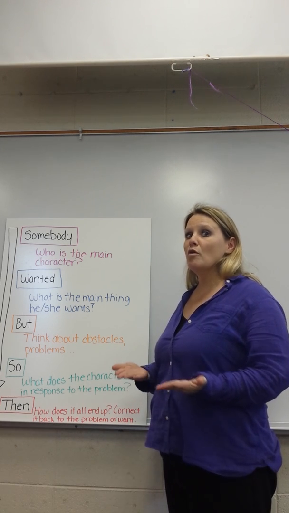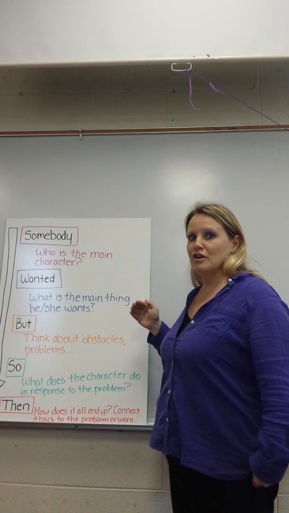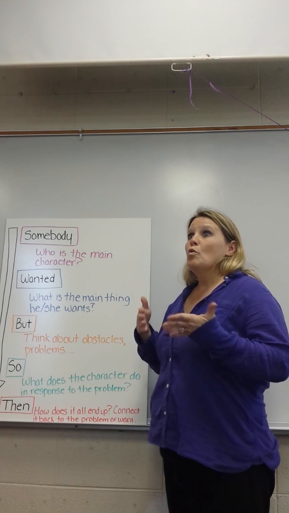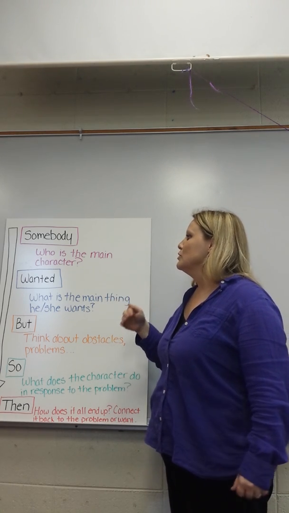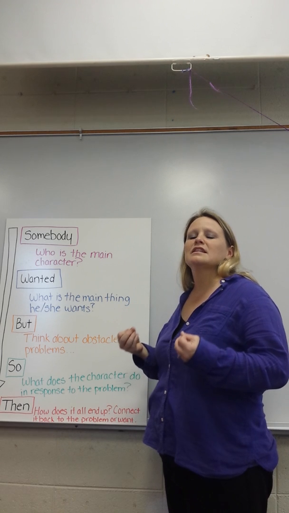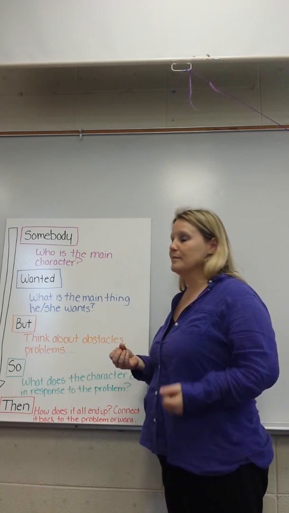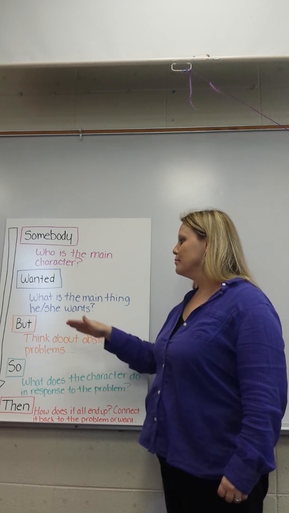First of all, you're always going to want to make sure you include the somebody, the main character in the story. And you need to figure out, well, what did that main character want? And so that's what you do. You decide what was the thing that the main character wanted the most, and that's what you include in your summary. Then you want to talk about the but.